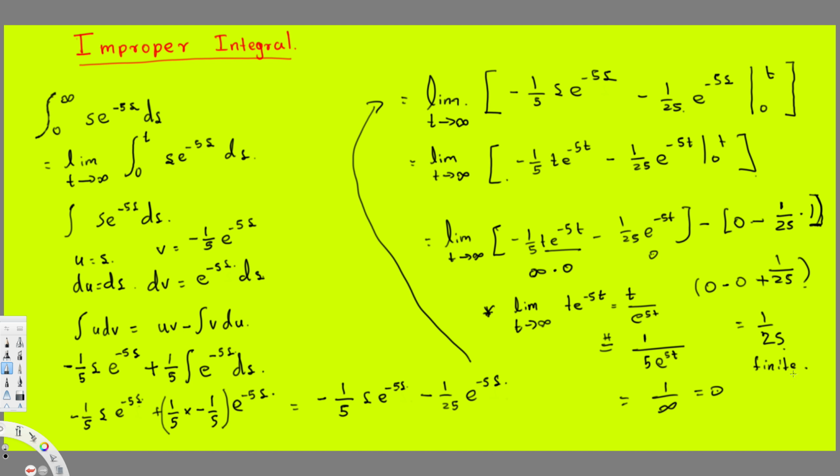Since this is a finite number, we call this one a convergent integral, because this value is equal to this one. So in an improper integral, if we have a finite number, we call that a convergent integral. So this is a convergent integral, and that's how it's done.